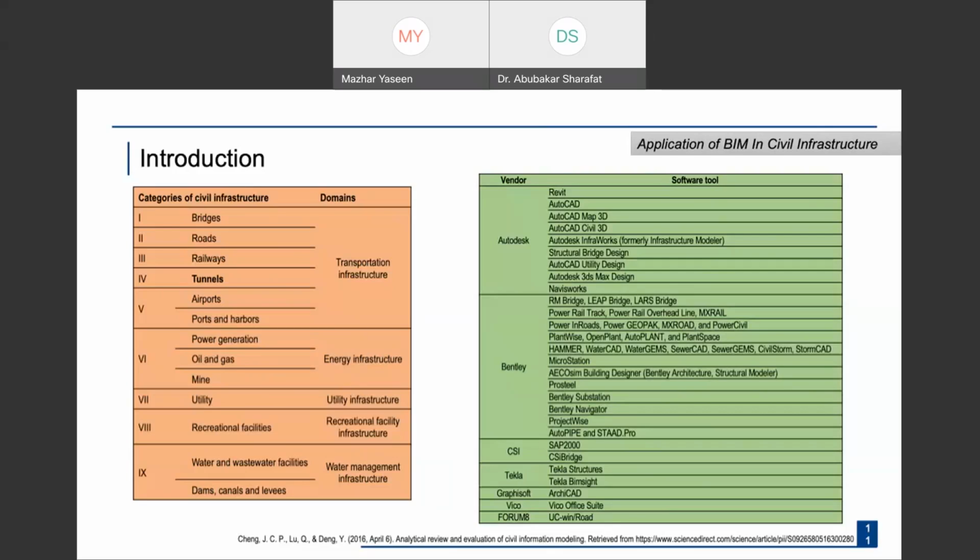Of course, there are a lot of others which are developed locally or by special organizations for a special purpose. We have Autodesk, which is very famous. Then we have Bentley, a very good one, but mostly paid. Then we have CSI, which includes SAP, then Tekla, Graphisoft, Visco, and Forum 8. They are different, but of course Autodesk and Bentley are the ones leading the BIM industry right now.